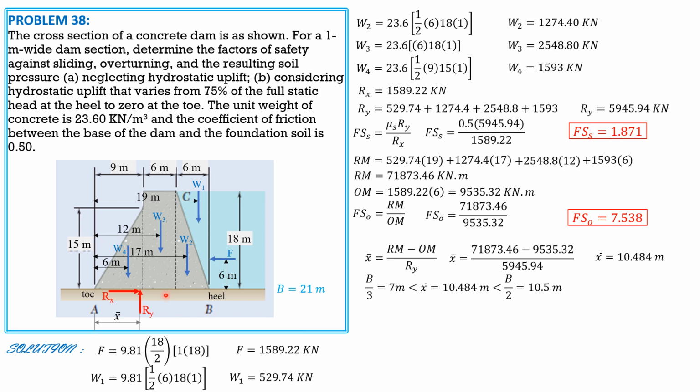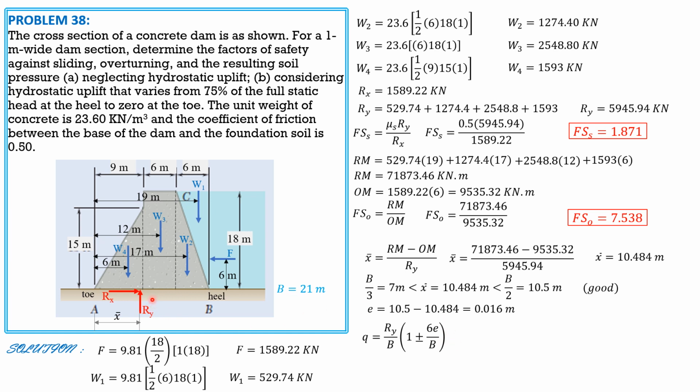Therefore, though the soil pressure expected at the toe is a little higher than that at the heel, they are almost equal. So let's compute. E is equal to 10.5 minus 10.484. So E is 0.016 meter. Q is Ry over B, quantity 1 plus minus 6E over B.